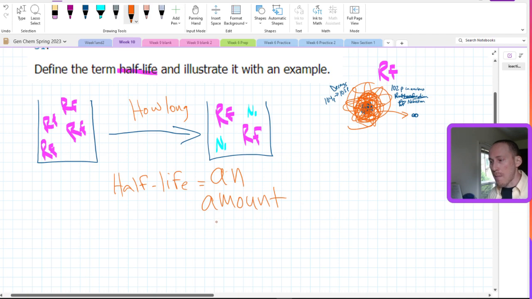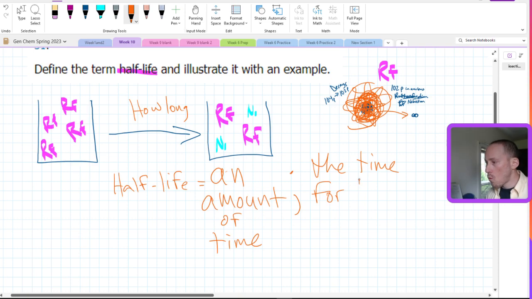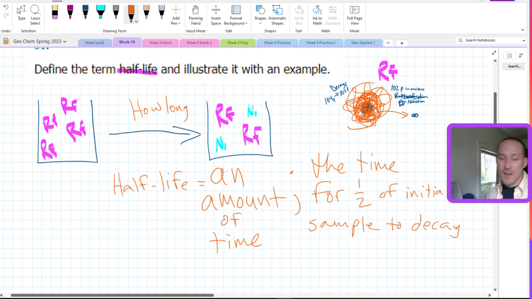So a half-life is an amount of time, and specifically, it's the time for 1/2 of an initial sample to decay. Now, the crazy thing is this. It's not crazy, but kind of the cool thing. Crazy cool.